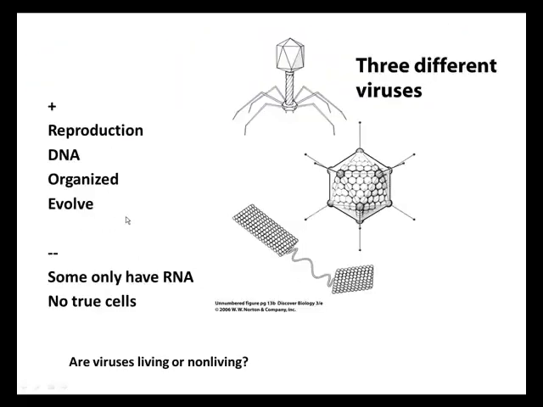Let's go back. And so what you'll note is that while they can reproduce, some of them only do it using their RNA inside of their protein. Some of them do have DNA. They are organized. They definitely can evolve, some of them more frequently than others. Some only have RNA and no true cells. So you can see here that there really is no true cell. In this picture, they look kind of odd. They kind of look like little spaceships, and that's because they are essentially nucleic acids that are surrounded by protein.